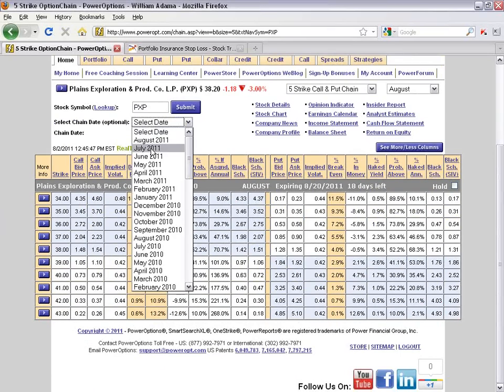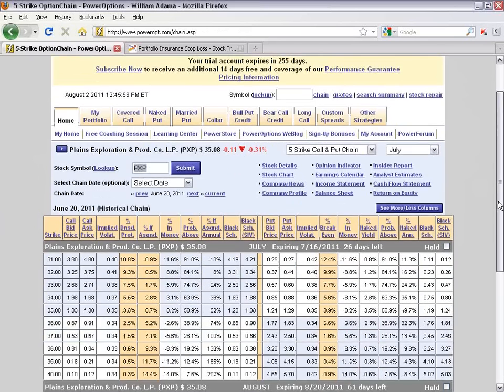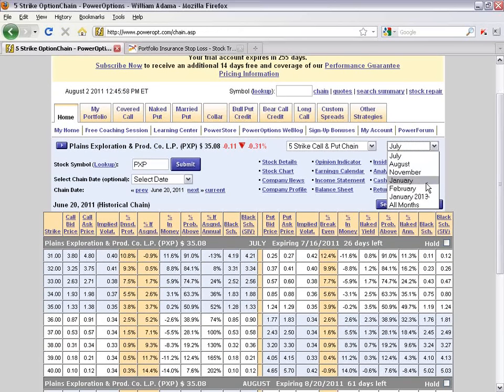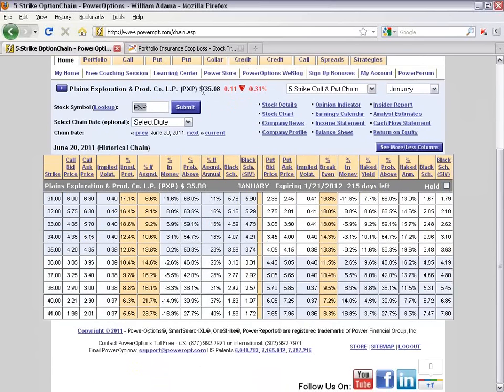Let's take a look. I'm going to go into the options chain. I'm going to go to June 20th, historically, and we want to look at our August options. No, our January 2012 options. My apologies. And I'll leave the put and call chain for now. Now remember, our stock was at 35.08 closing price. Let me go to all strikes, put and call chain. I apologize. Let's do that, shall we?